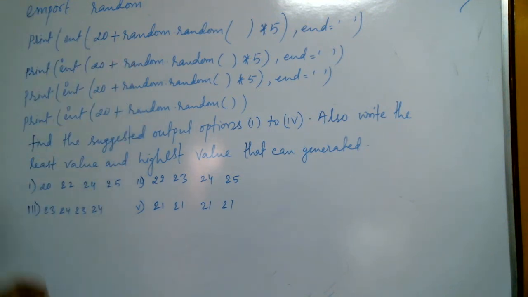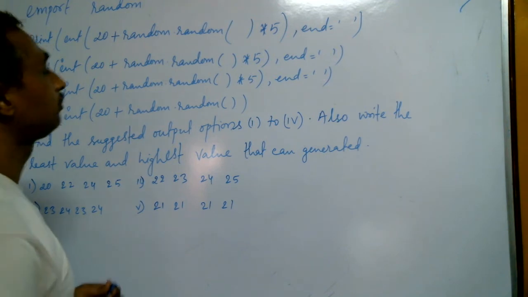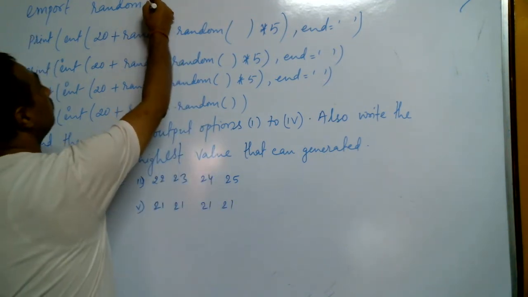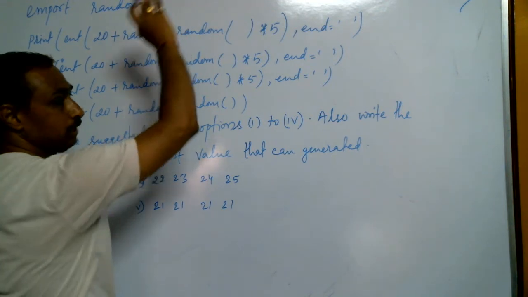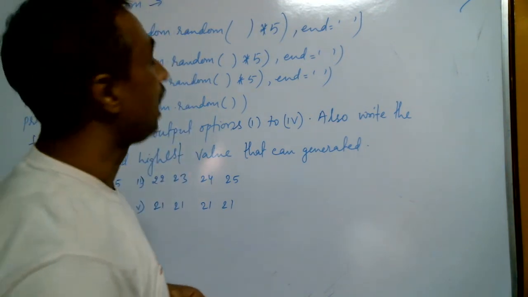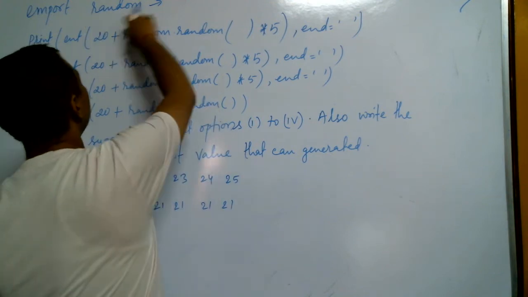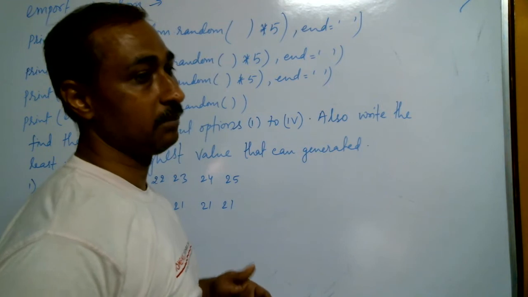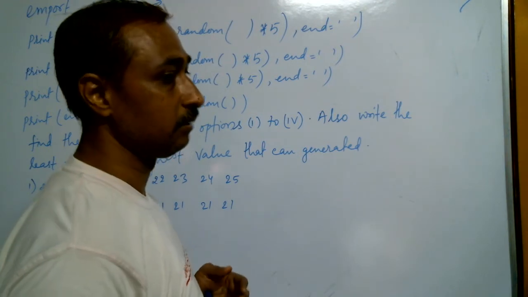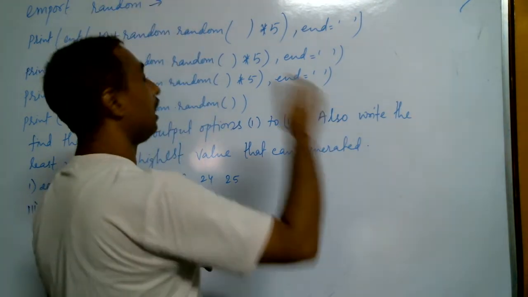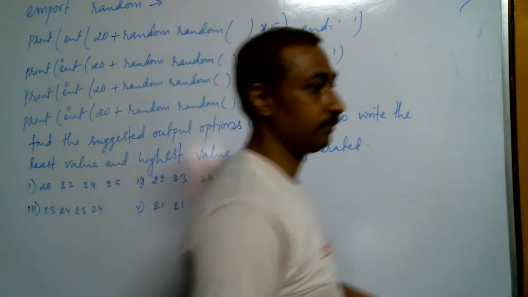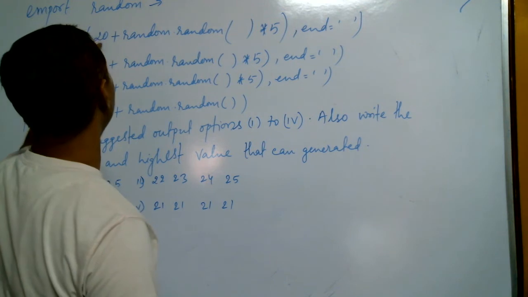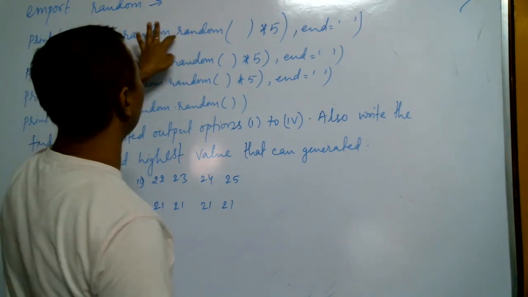So let us proceed. We start from the import statement. This is not going to do anything other than import the random module in our program so that we can access the random and randint functions in our program directly. Okay? Here in print int(20 + random.random()).